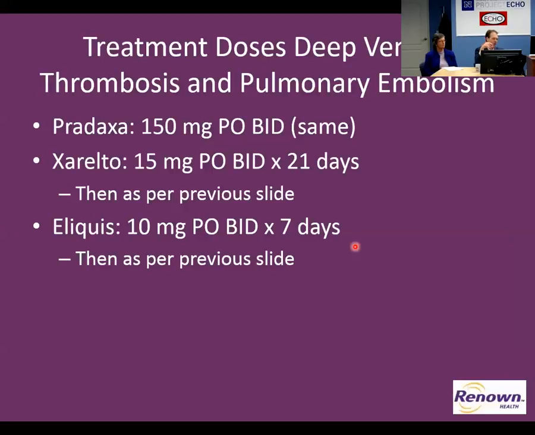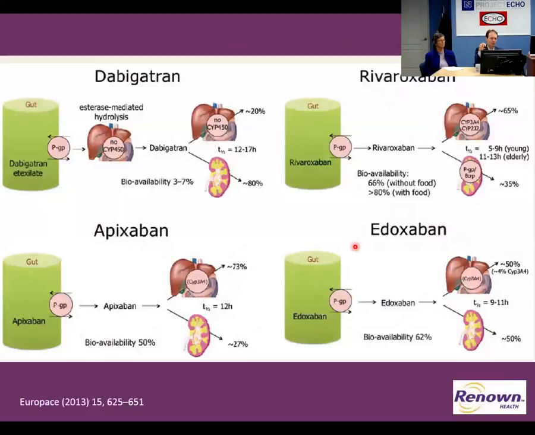Then again, you go to their creatinine clearance, etc., for the remainder of the 3 to 6 months for the treatment of an acute deep venous thrombosis or pulmonary embolism. So there you go with that. A lot of these new, or direct, we call them direct oral anticoagulants, DOACs, are exchanged and absorbed through the gut via the PGP receptor. And so that's true for all of them.